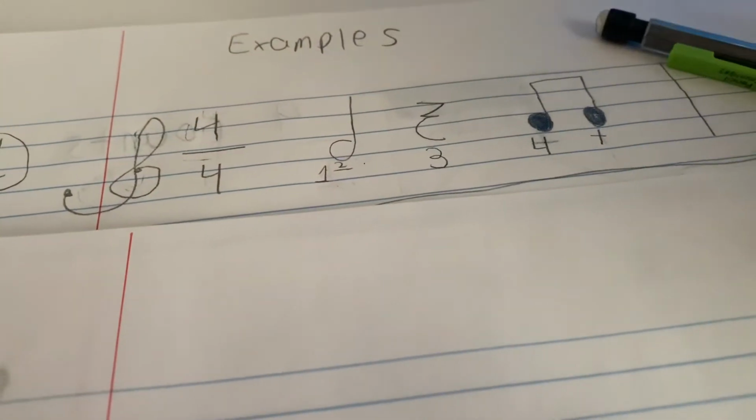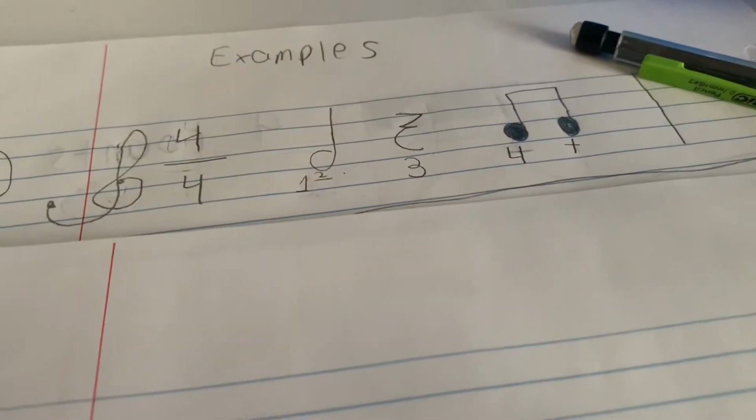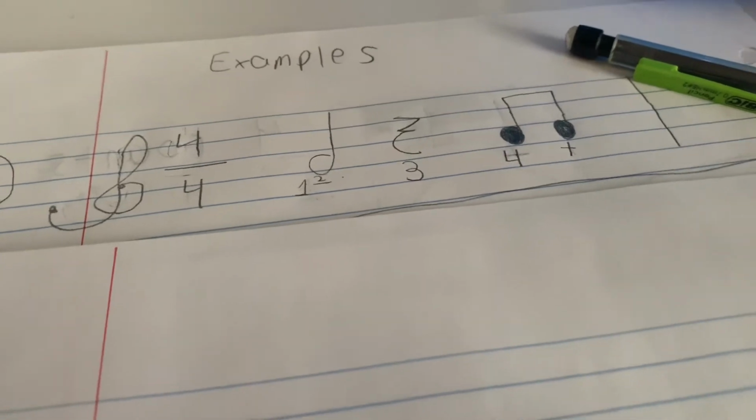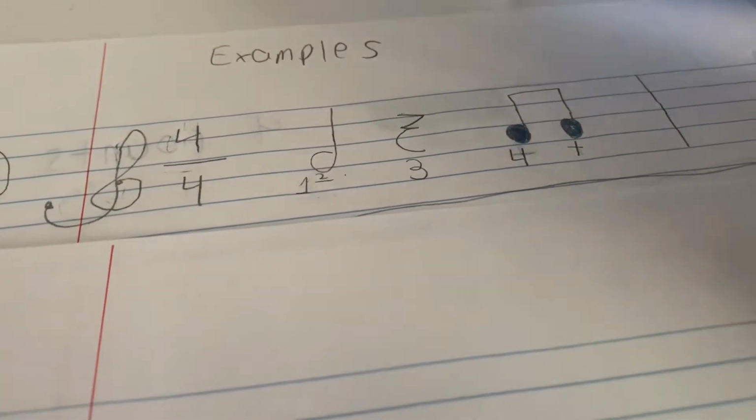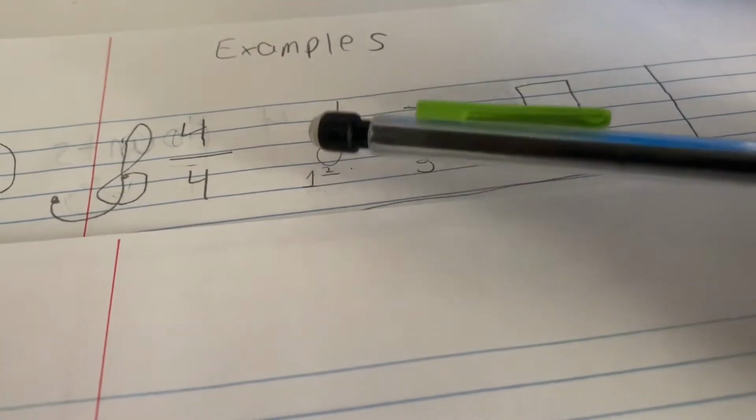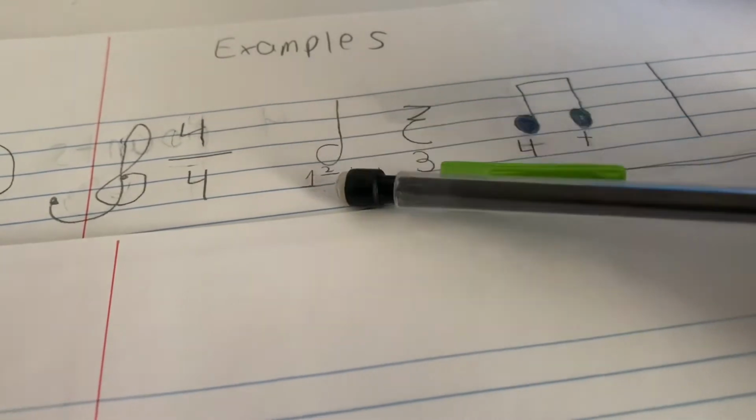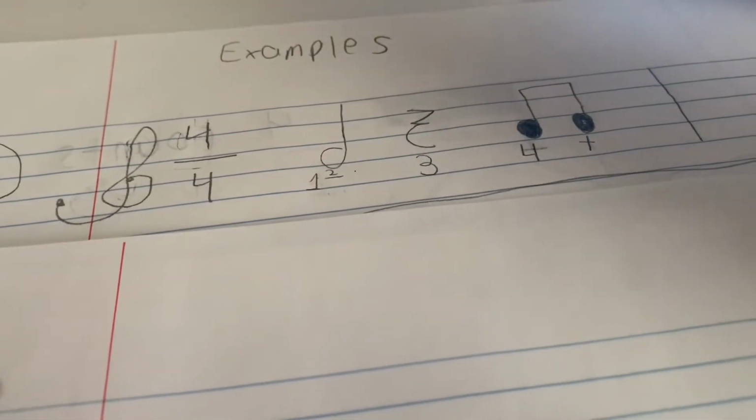So I'll do it one more time just to show it. 1, 4, and. In my head, while I was counting, I was thinking 1, 2, 3, 4, and. But I didn't actually say 2.